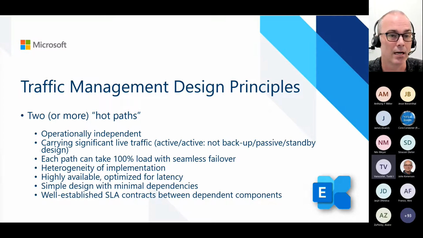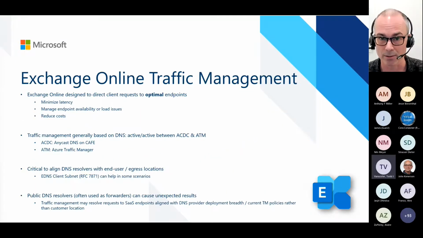Anytime you're building a complex system, there's going to be a bunch of components that depend on each other. So it's really important to have a good contract between all of those dependencies. You want to minimize dependencies as much as possible, obviously, but where you have to take them, you have to have a very well-defined contract that helps you understand that SLA and estimate the probability of failure in those spaces. So those are the high-level design principles that we use around traffic management.